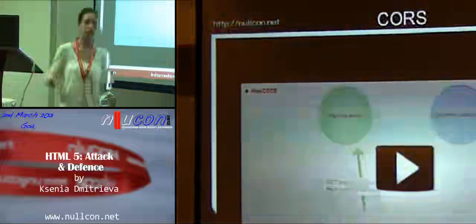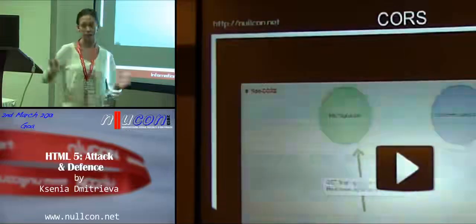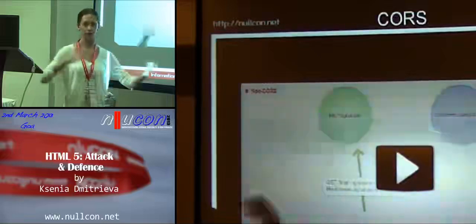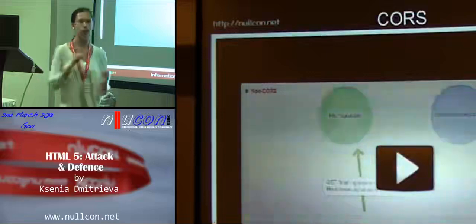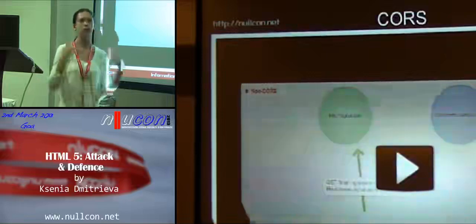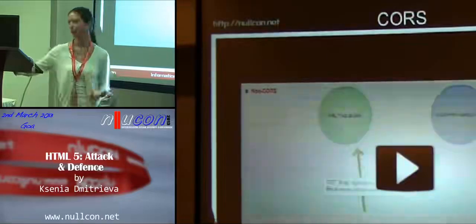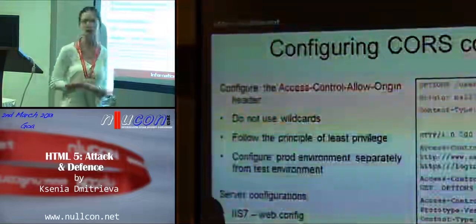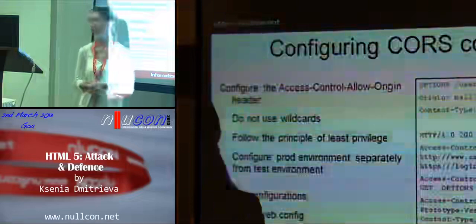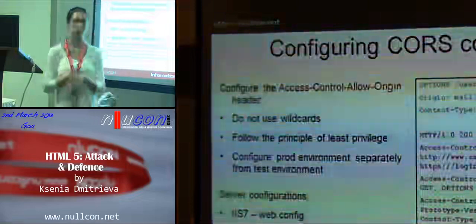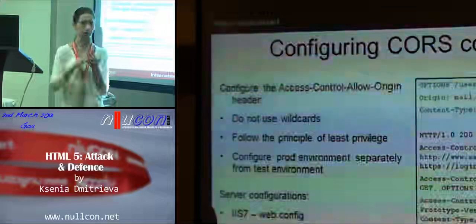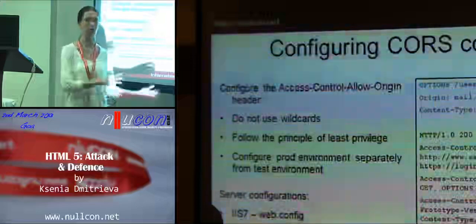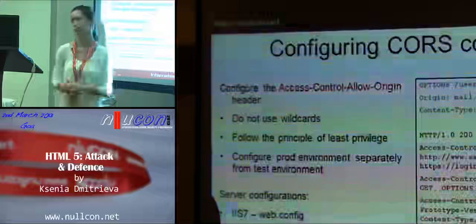So that's the problem with CORS: it's a great technology. It gives you the ability to send requests across domains, but if you don't configure it properly, stuff can happen. So what do we do to protect it? First thing is that you need to configure the Access-Control-Allow-Origin properly. You need to set the list of domains that can access your data if they're loaded from a web browser from a different domain, right?